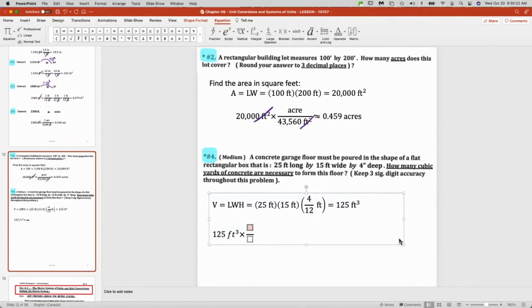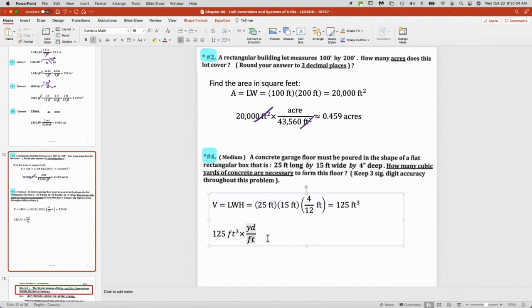I know that with yards on the top and feet on the bottom, so that these feet cancel, we also have to do it 3 times because it's cubic. Because it's cubed, I know that in 1 yard, there are 3 feet. So the conversion will involve dividing by 27. And when you do that, you get 4.63 cubic yards.